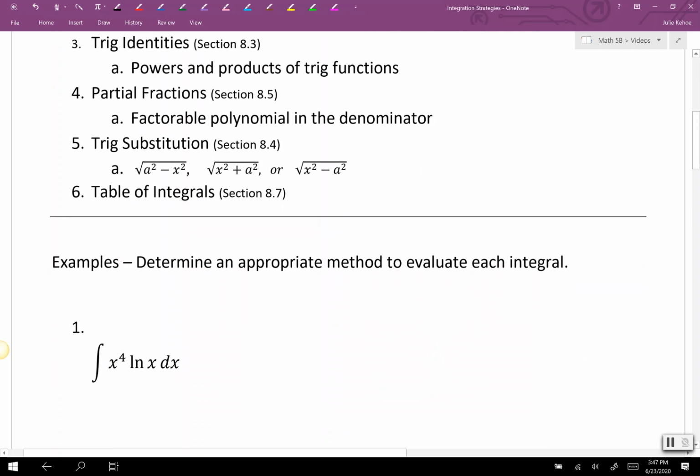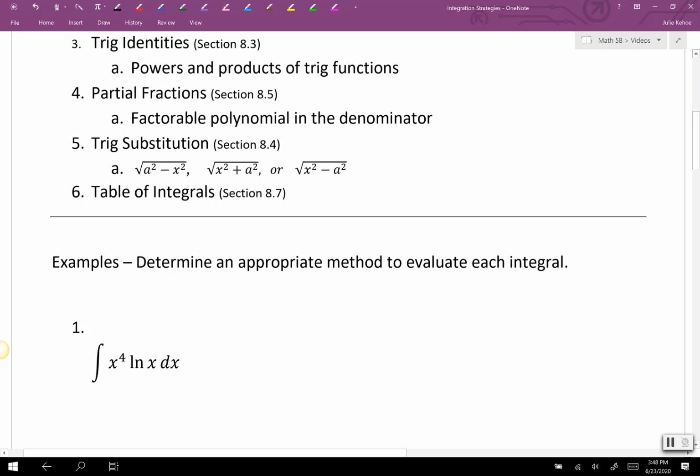So for this first one, I see a natural log in there. I see a couple of x's in there, so I think, well, okay, could I do u substitution? Yeah, u substitution doesn't really work. My options would be the natural log of x or x to the fourth, and neither one of those gives me the other when I take the derivative. Because the derivative of natural log of x is 1 over x, and the derivative of x to the fourth is 4x cubed, so those aren't really going to get me anywhere.